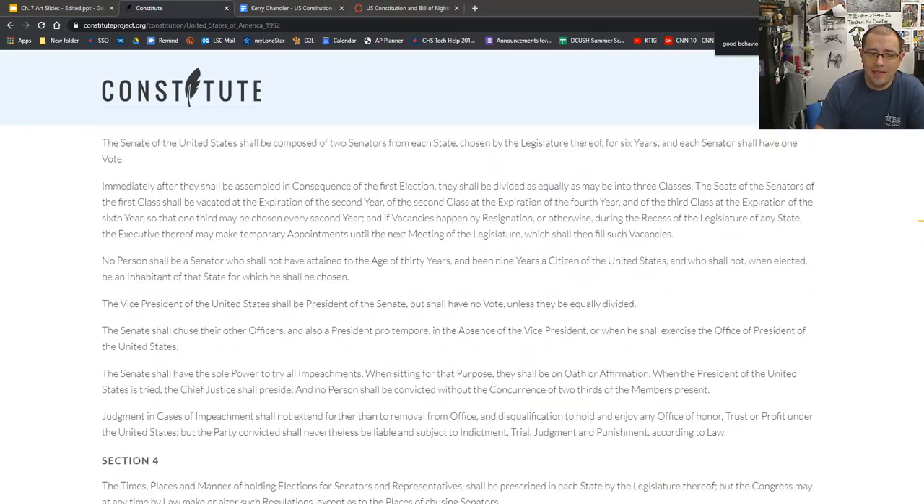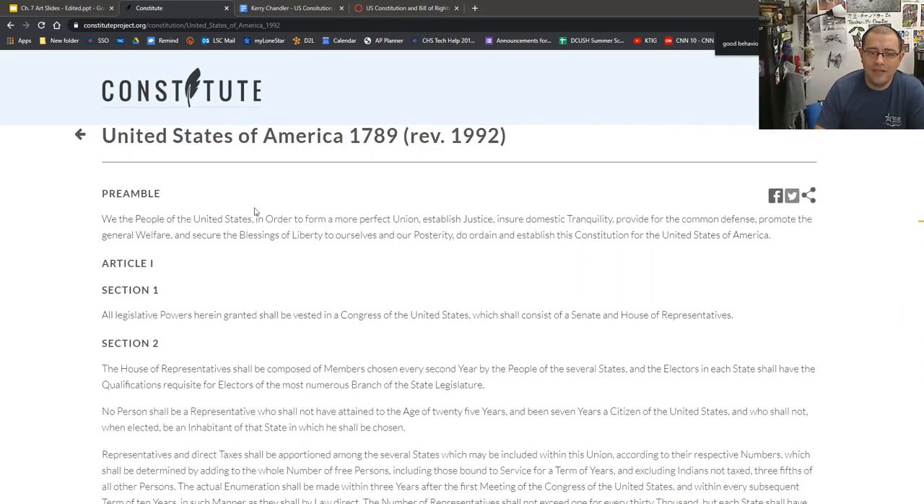So, we're going to go ahead and start, and our first thing we have here is the preamble. We, the people of the United States, in order to form a more perfect union, establish justice, ensure domestic tranquility, provide for the common defense, promote the general welfare, and secure the blessings of liberty to ourselves and our posterity, do ordain and establish this Constitution for the United States of America.